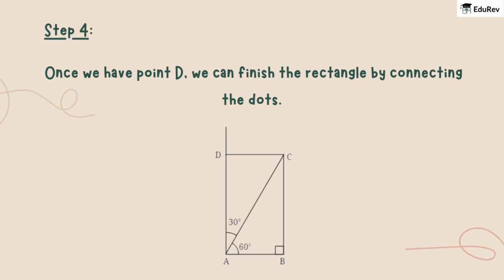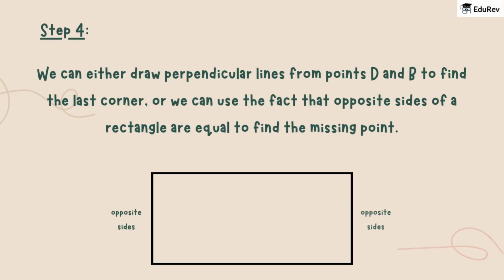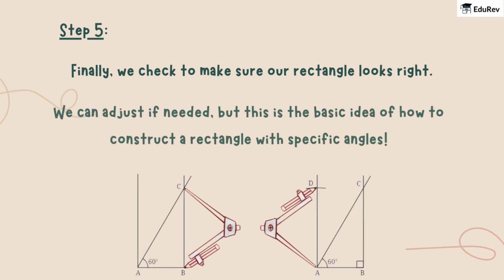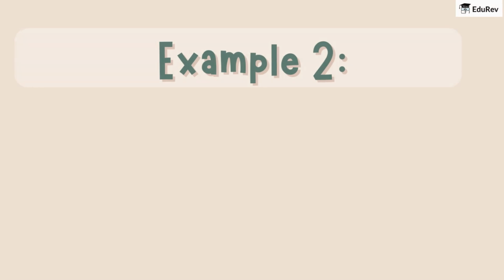Step 4. Once we have point D, we can finish the rectangle by connecting the dots to form ABCD. We can either draw perpendicular lines from points D and B to find the last corner, or we can use the fact that opposite sides of a rectangle are equal to find the missing point. Step 5. Finally, check to make sure the rectangle looks right. Adjust if needed. Example 2.